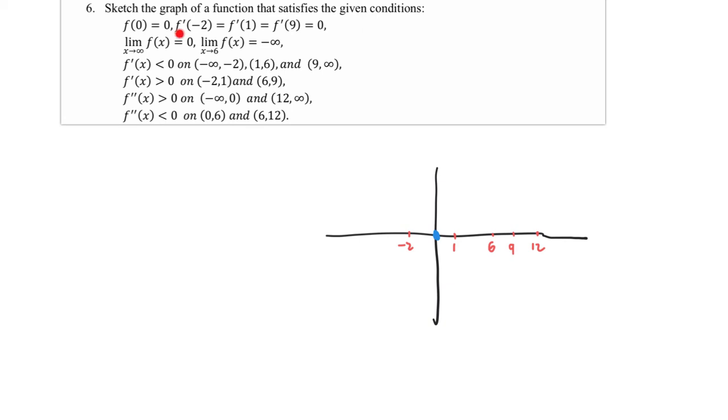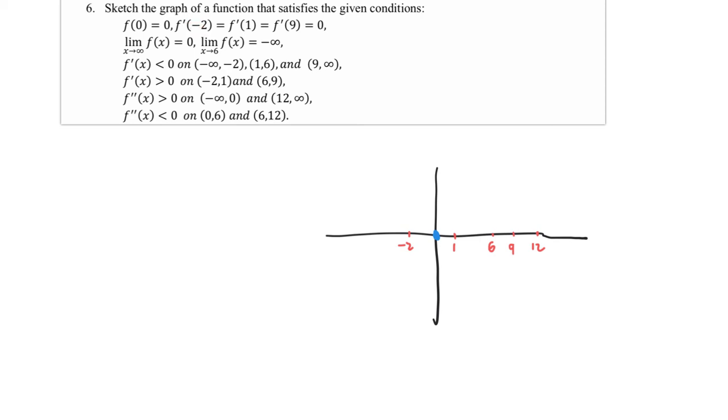It's also the case that f prime of -2 equals f prime of 1 equals f prime of 9, and that all equals 0. So in other words, the slope of the curve at -2, 1, and 9 is 0, which means those are the moments where the graph or the curve changes direction. It's increasing, and then it starts decreasing. It's that pivot moment where it goes from increasing to decreasing or vice versa. That's what we would refer to as f prime of x equaling 0.